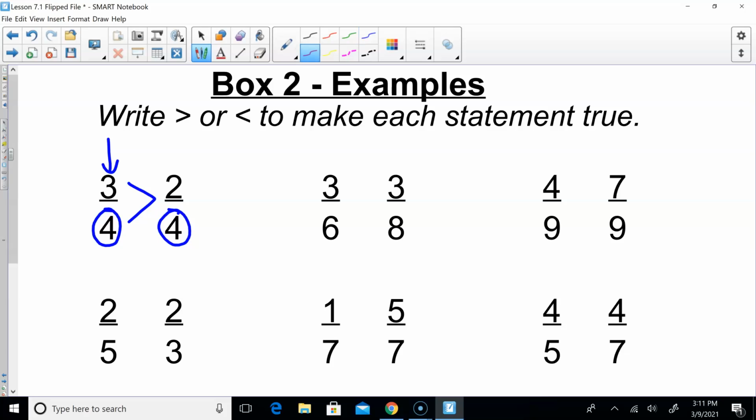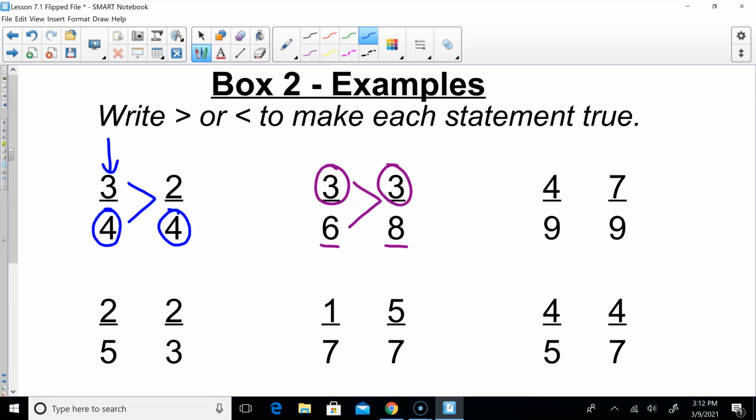And our next problem, we have our numerator is the same. So if our numerator is the same, we have to go to our denominator, and we look at whichever one is the smallest is actually going to be the bigger one. Because why? The less pieces you have, the bigger the piece of what you have. So 3/6 is greater than 3/8.